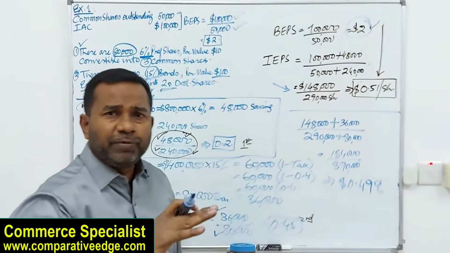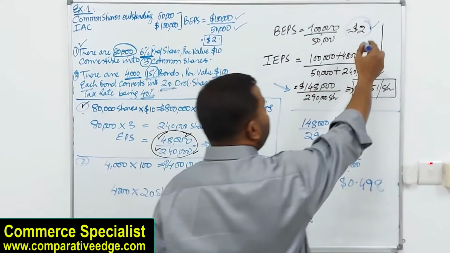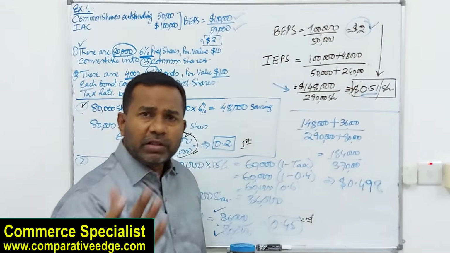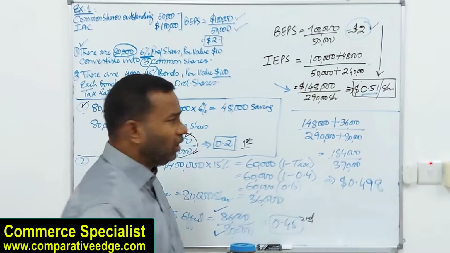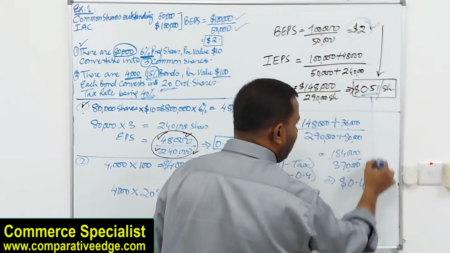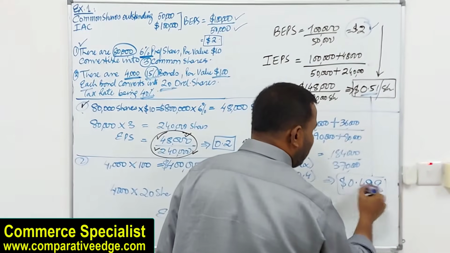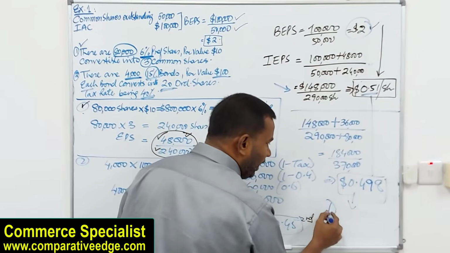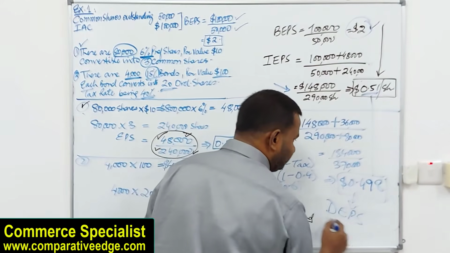As a result of preference shares converted, the EPS fell down, it diluted to 0.51. Further, when the bonds converted to ordinary shares, from 0.51 it came to 0.49. So it's still going down. This is finally your diluted earning per share.